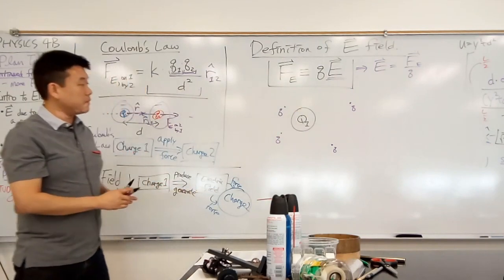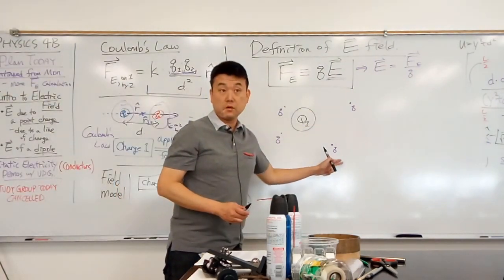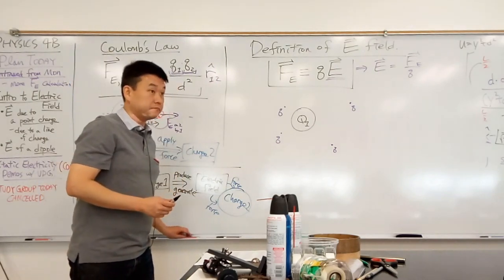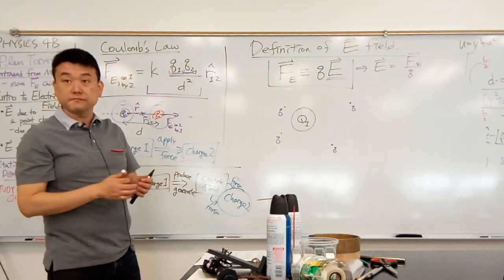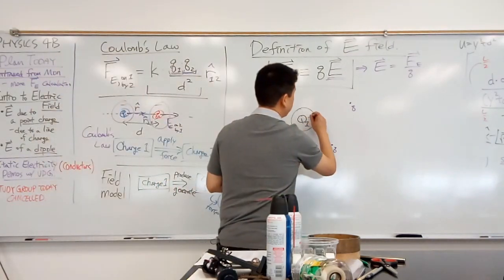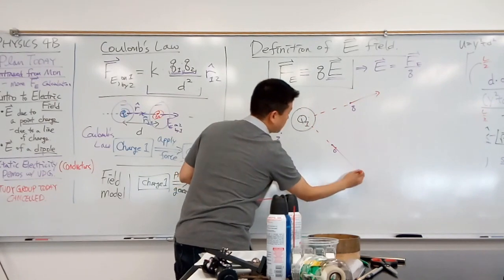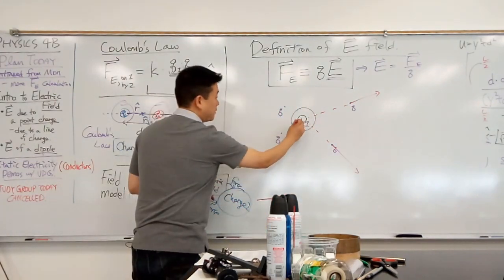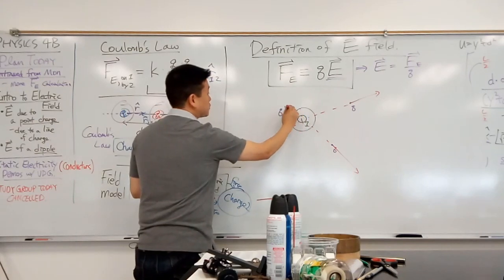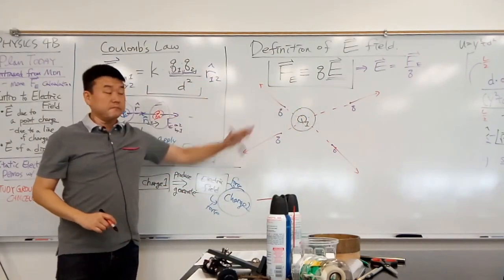Then from Coulomb's law, what happens to all these test charges, right? What happens to them? Let's say they're all positive. Then they all get repelled radially outward, right? So this charge gets repelled radially outward this way. This charge gets repelled radially outward that way. This charge gets repelled radially outward this way. This charge gets repelled radially outward that way.